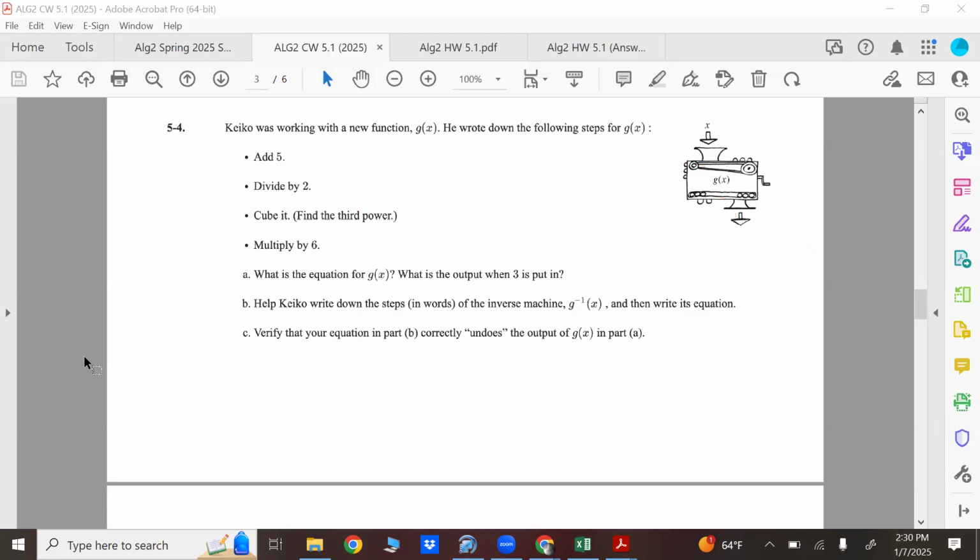So you have to make the original equation using the bullet points. Raise to the third power. For cubing, yes, you raise to the third power. It says so right in the parentheses. Find the third power. Exactly. Right.